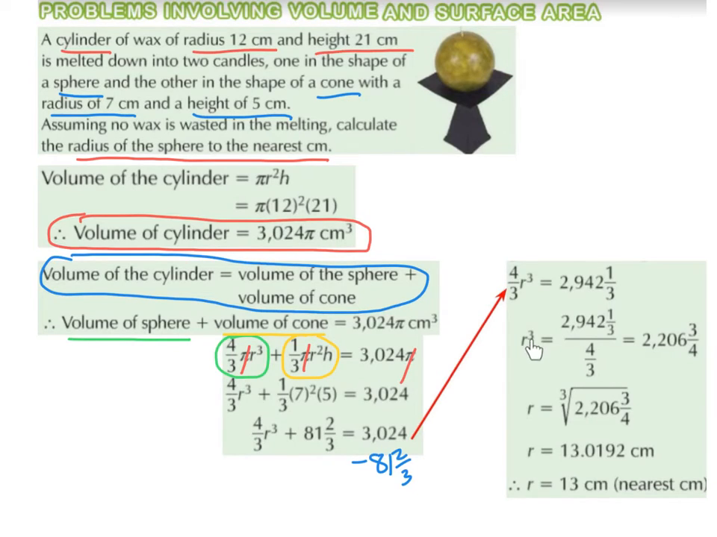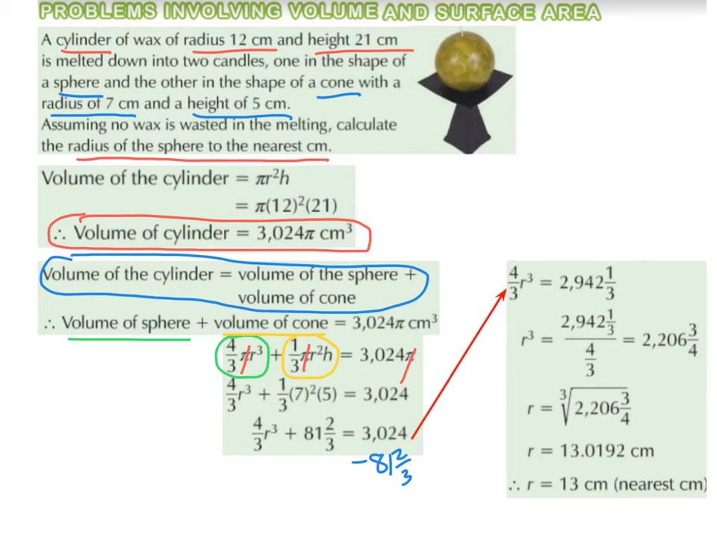So then we need to bring over the cubed part, and it becomes the cubed root. So we get the cubed root of 2206 and 3/4. And that's going to give us 13.0192 centimeters. So the radius is 13.0192 centimeters, and it rounds off to 13 centimeters, which is to the nearest centimeter, which is what we were asked for. Be careful with your rounding, because you'll lose a mark if you don't do this. So the radius of our sphere to the nearest centimeter is 13 centimeters.